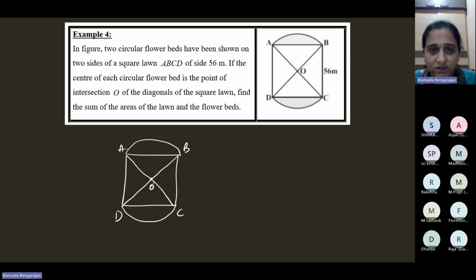Now it's given that O is the center of each of the circular flower beds, because if it's a part of a circle, then the circle of which the flower beds are a part will have a center. So this is the center of each of the circular flower beds.